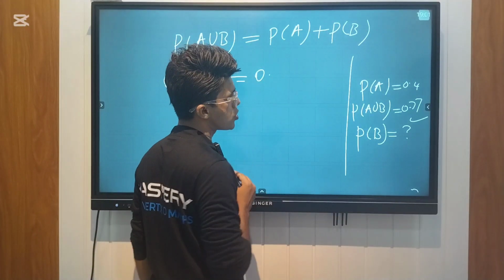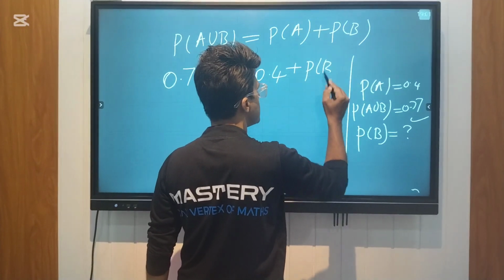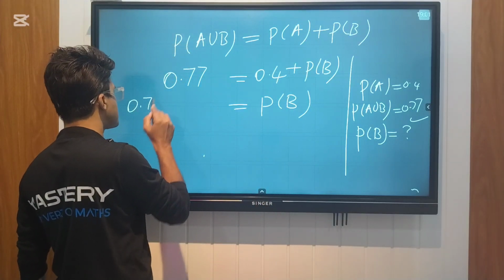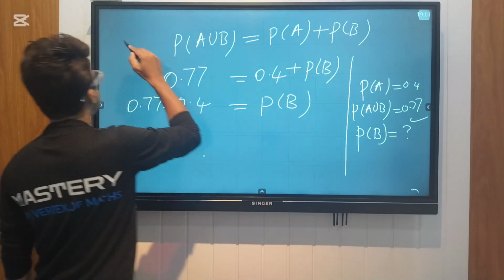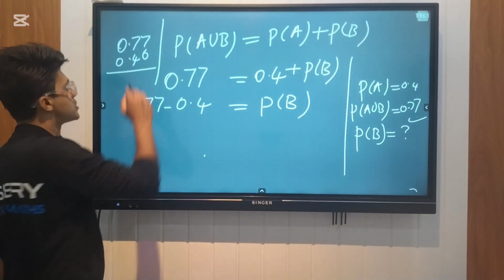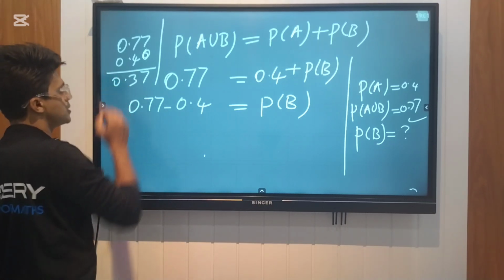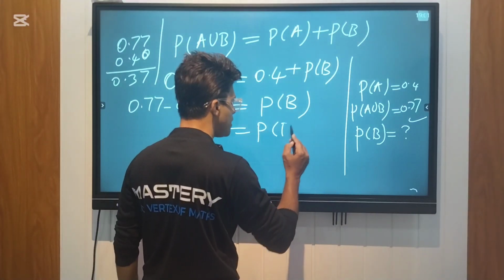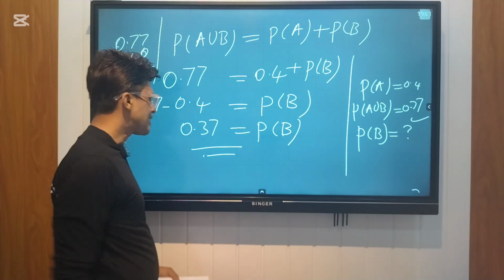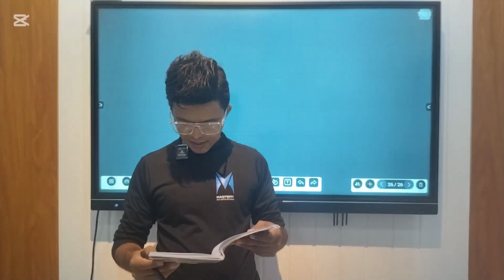P(A) has also been given as 0.4. So P(B) can be taken as 0.77 minus 0.4. Let's subtract. Then you could write 0 here. 7 minus 0 is 7. 7 minus 4 is 3. So the value of P(B) we get is 0.37. This is the answer. This can be kept as a fraction as well, but anyway this is okay. This is accepted by your class tuition.